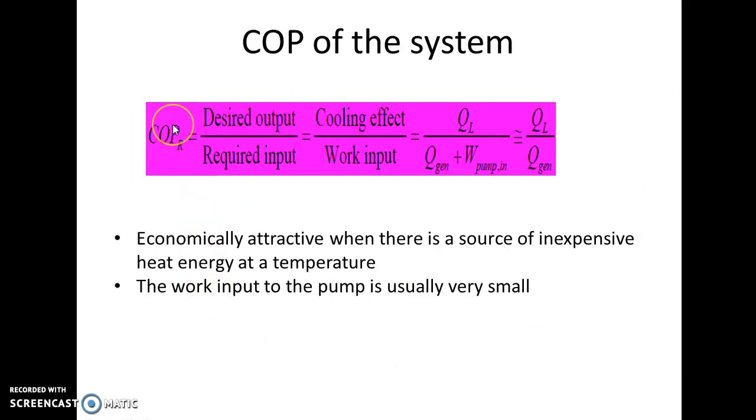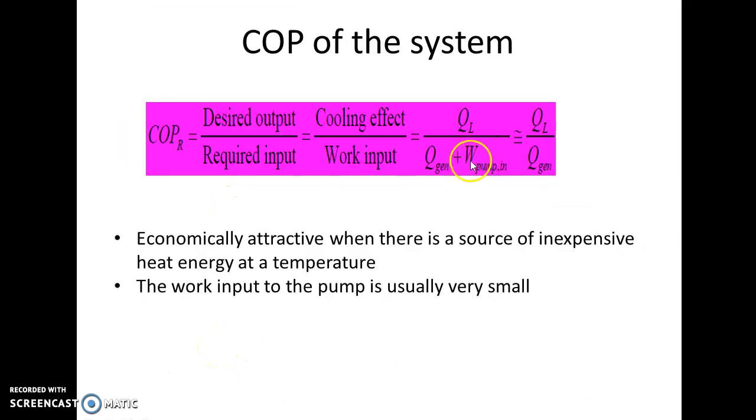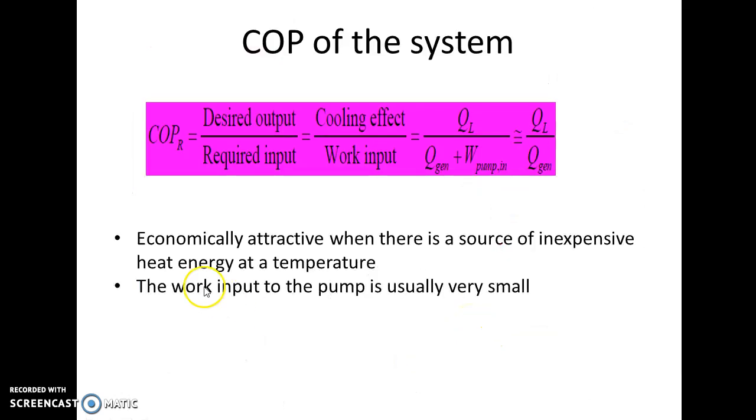Now we go on to the COP of the system. The COP is the ratio of cooling effect to work input. Here the cooling effect is the heat that is taken from the cold refrigerated space, and the work input has two categories: first, the heat absorbed by the solar collector which gives heat into the system, and second, the pump work. But the work input to the pump is usually very small, so we can neglect it.